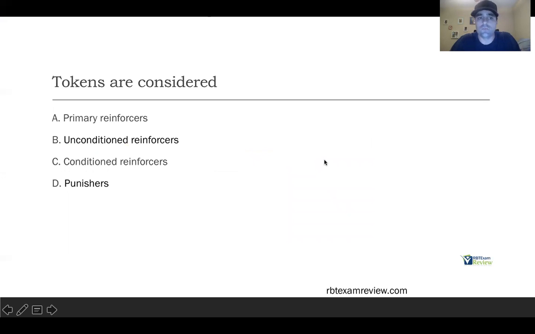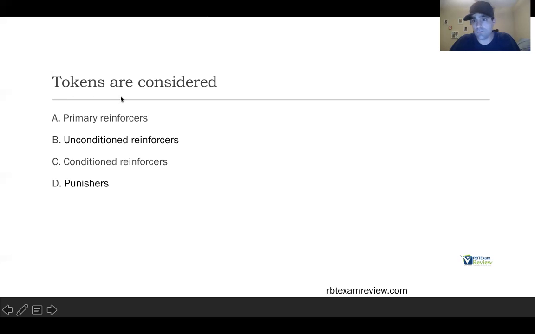Tokens are considered what? All right. So very straightforward question, right? What are tokens considered? Are they primary reinforcers, unconditioned reinforcers, conditioned reinforcers, or punishers, right? So remember, what are our primary reinforcers? What reinforces us without any learning history, right? Food, shelter, water. Okay, things like that are primary reinforcers.